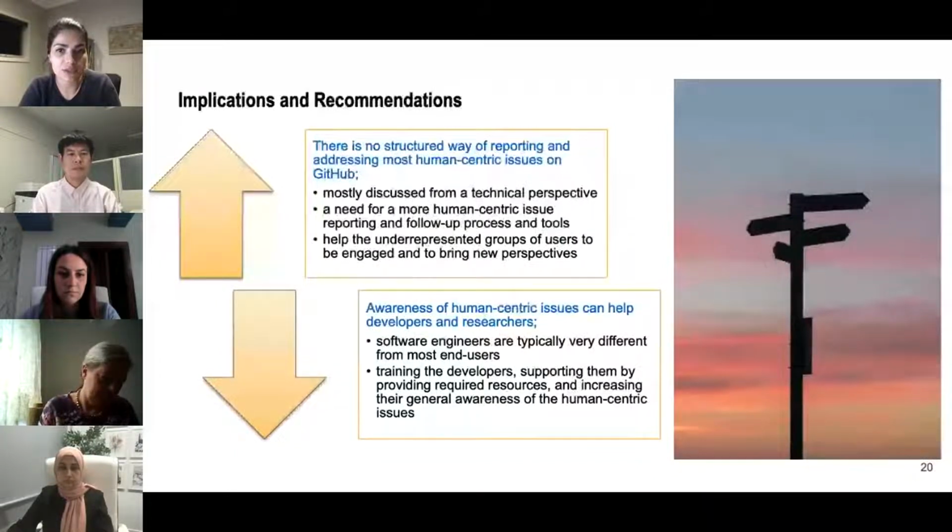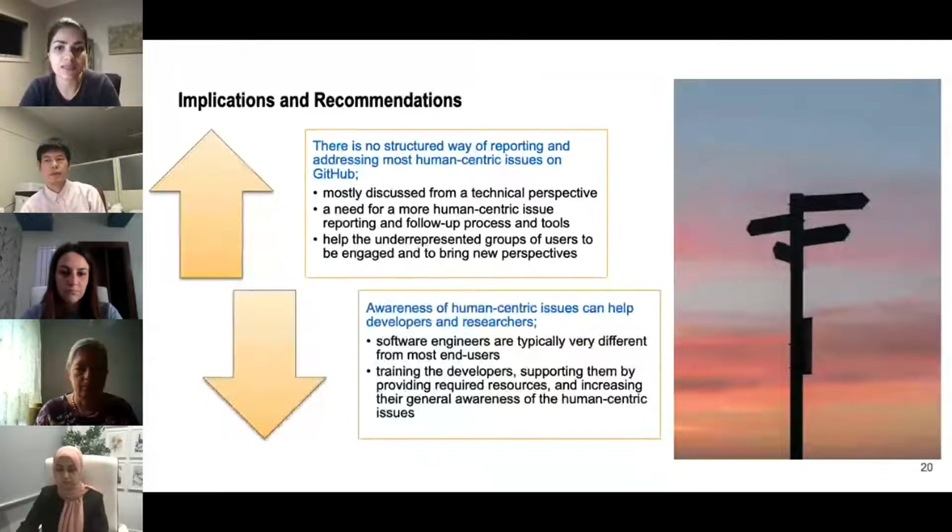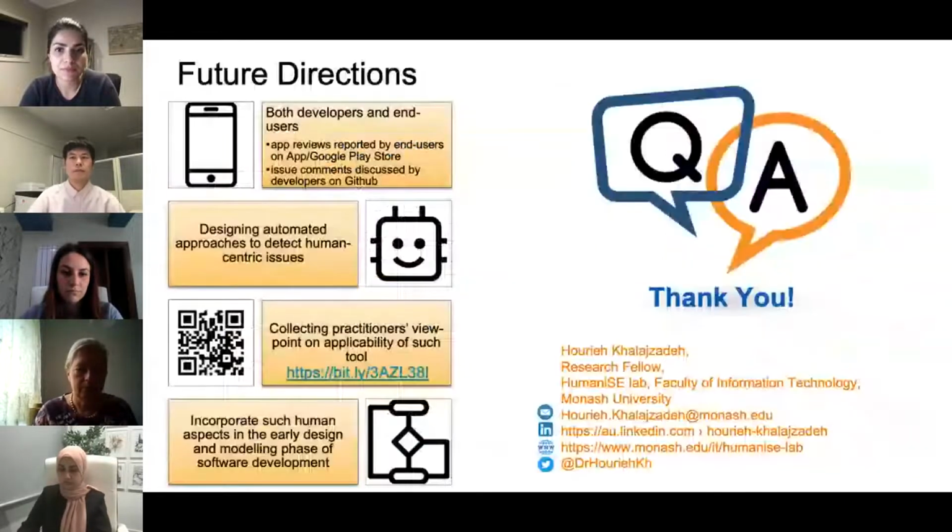We found that there is no structured way of reporting and addressing most human-centric issues on GitHub, and we believe that there is a need for more human-centric issue reporting and follow-up processes and tools. In addition to this, we recommend training developers and increasing their general awareness of human-centric issues, which can help incorporate and report human-centric issues more effectively.